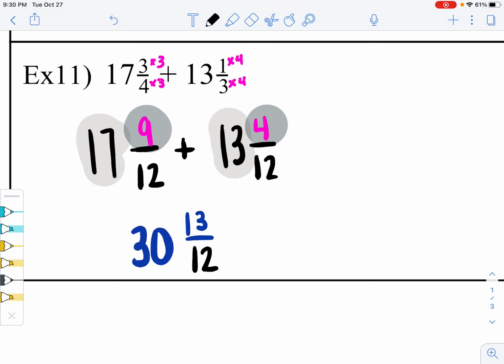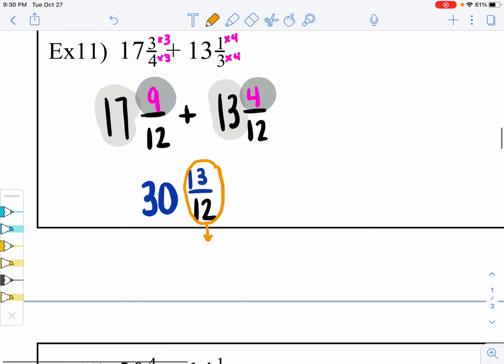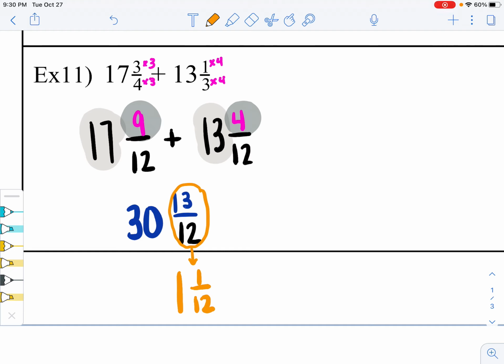Now this is kind of funny because we have an improper fraction in a mixed number. So we can't leave it like that. We have to convert 13 twelfths, and that's 1 and 1 12th. 12 goes into 13 one full time with 1 left over, remainder, common denominator of 12. And we can't forget this 30. So we're going to make our new whole 31 and 1 12th.